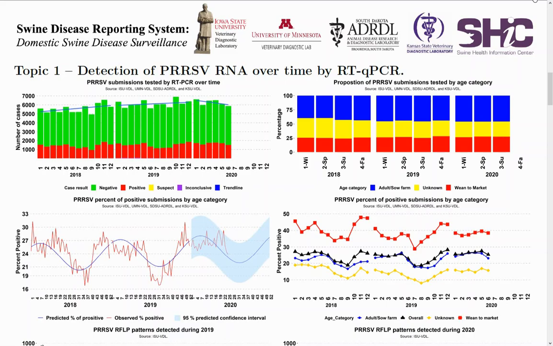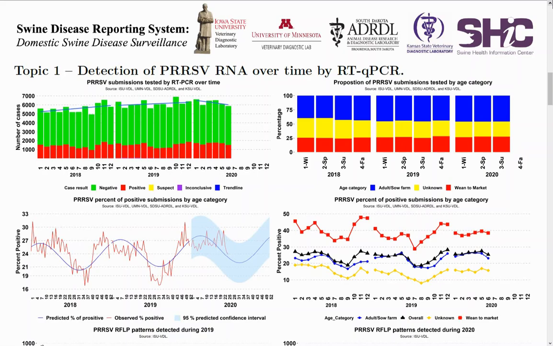And we have a column bar chart that presents the proportion of cases that were tested for PRRS virus by age category, by year and season. So this gives a great overview: approximately 4% of the cases tested for PRRS virus are coming from adult sow farms, 30% from winter market animals, and the remaining are the cases where we were unable to identify where those samples were collected.